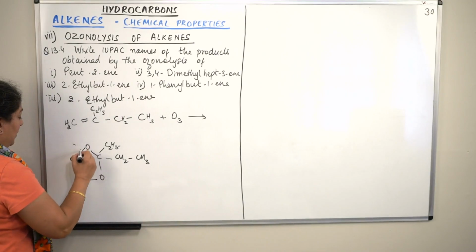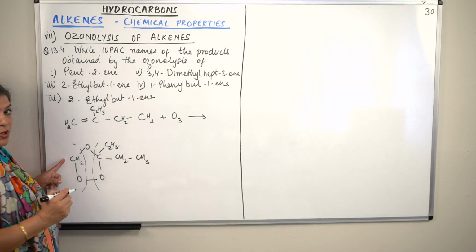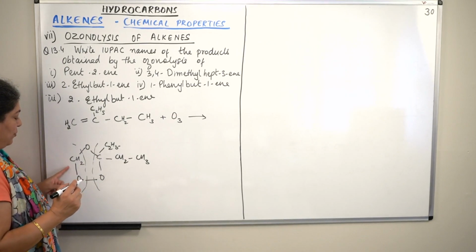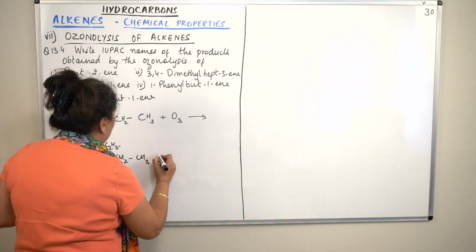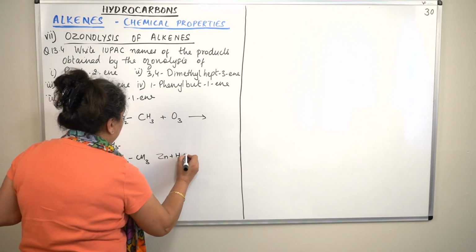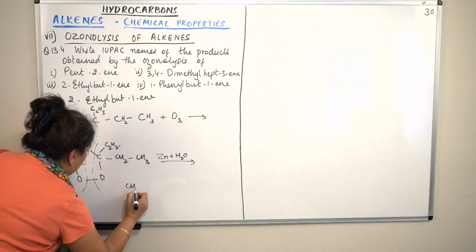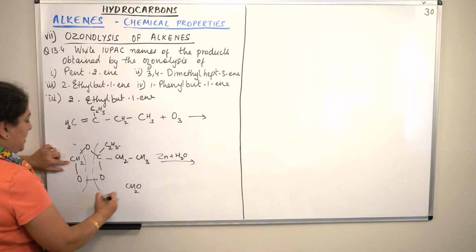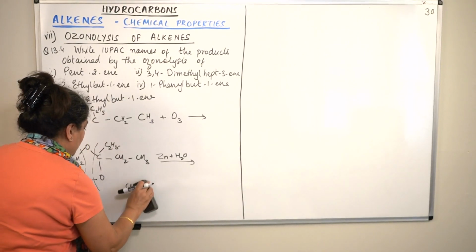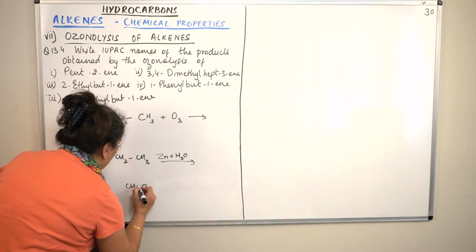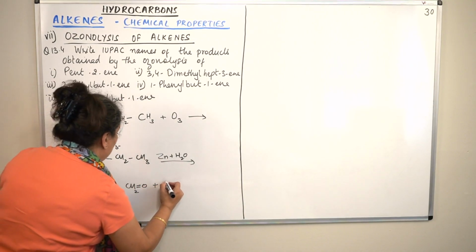In the next step, ozonolysis takes place, the 2 bonds break and result in the formation of the products. We will have the double bond with oxygen on the carbons which had the double bonds. So zinc plus water, and what will the product here be? It will be CH2O, and it can be written with a double bond also, CH2 double bond O, plus, what do you have on this side now? C2H5.